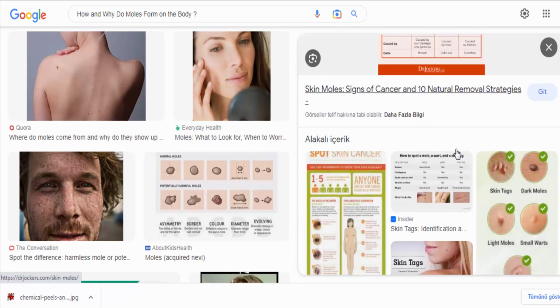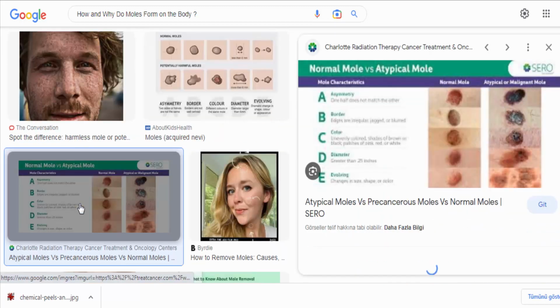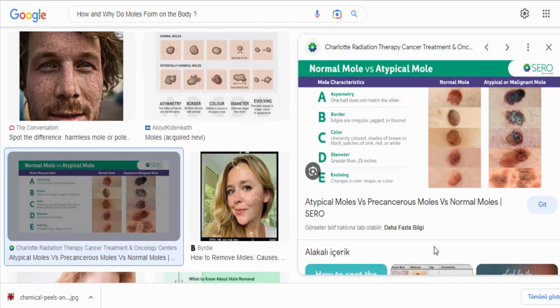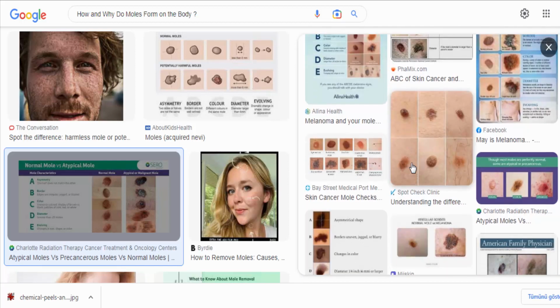Additionally, certain types of moles, such as dysplastic nevi, have been associated with an increased risk of developing melanoma, a type of skin cancer. Sun exposure is also believed to play a role in mole formation. Intense or prolonged exposure to UV radiation can stimulate the growth and activation of melanocytes, leading to the formation of new moles or changes in existing ones.